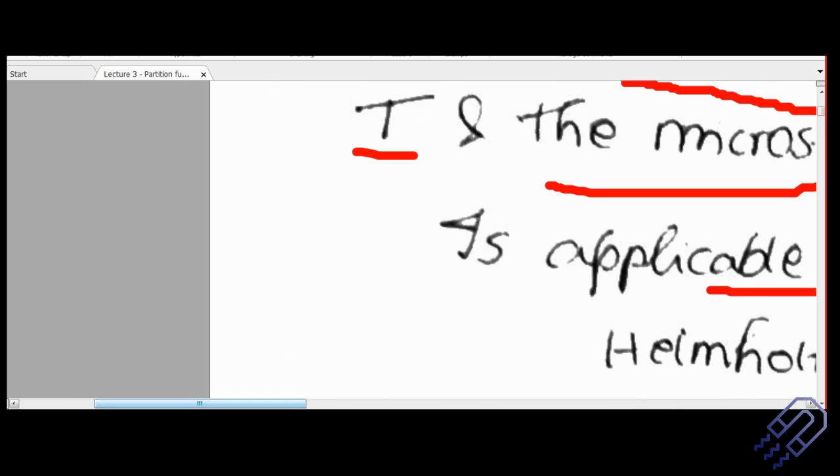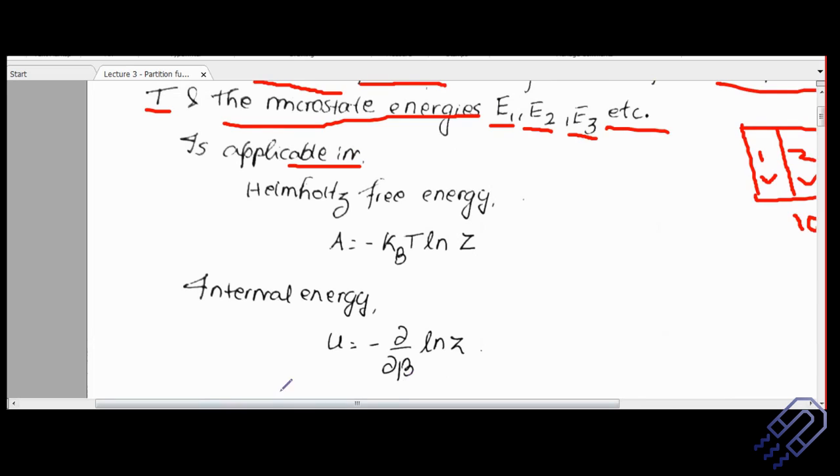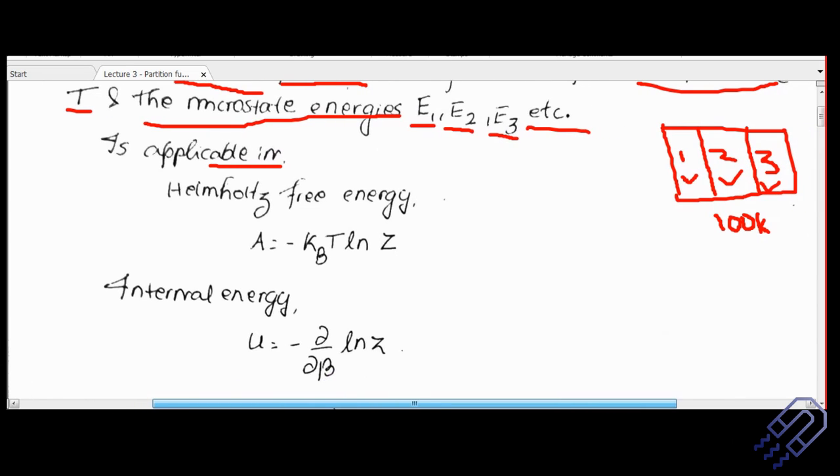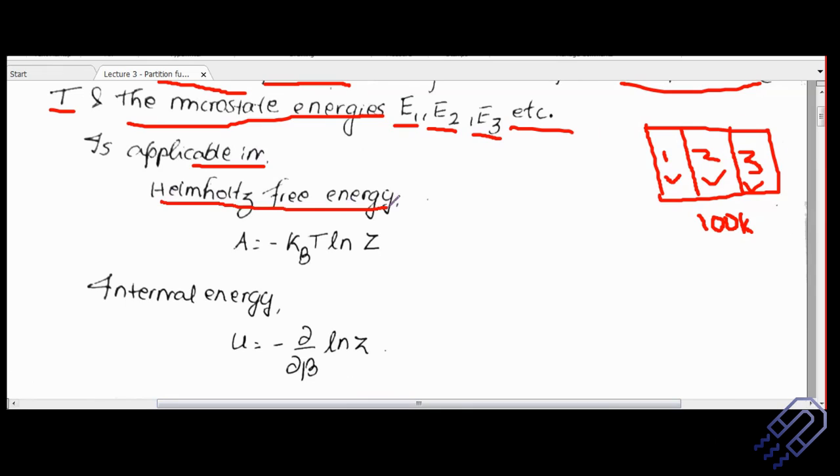What usually happens is this. When we talk about the Helmholtz free energy, we have an equation written as A equals minus k_B T ln Z. This term Z is nothing but your partition function. This is the first important point. I'm not saying it's only used in Helmholtz energy, but it is applicable in practical thermodynamics.